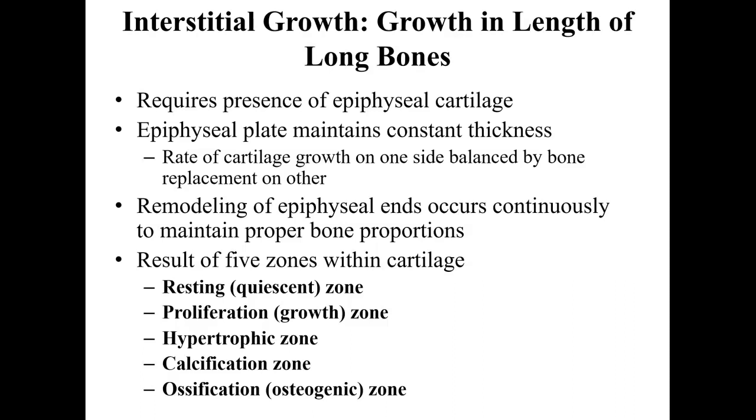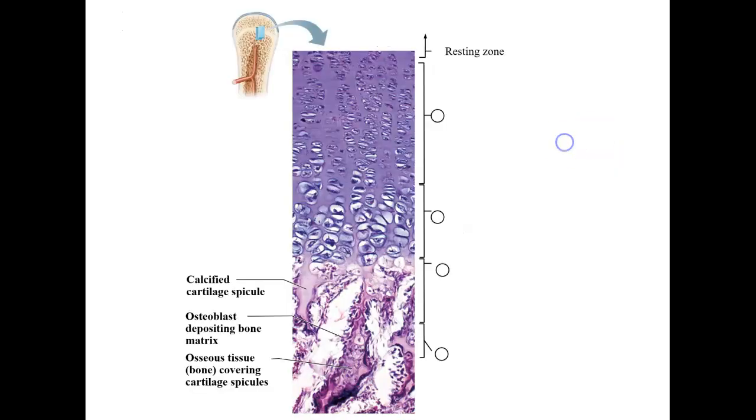Then you have your calcification zone. In that calcification zone, you're starting to see those cells change over and calcify. And then you have ossification, and that's the osteogenic zone. That's where it's completely getting rid of those cartilaginous cells that were found in there, and it has completely changed over into bone at that point.